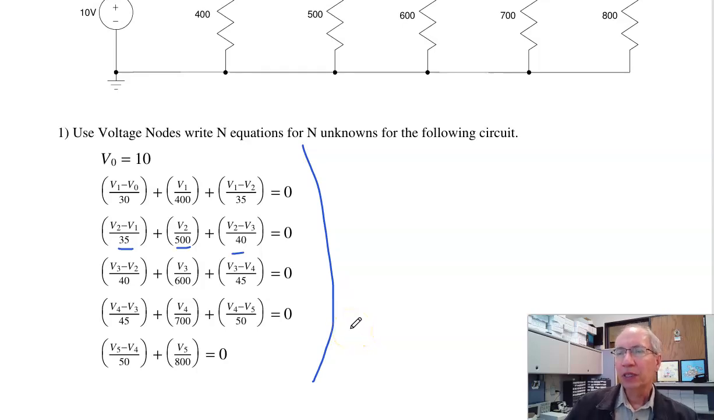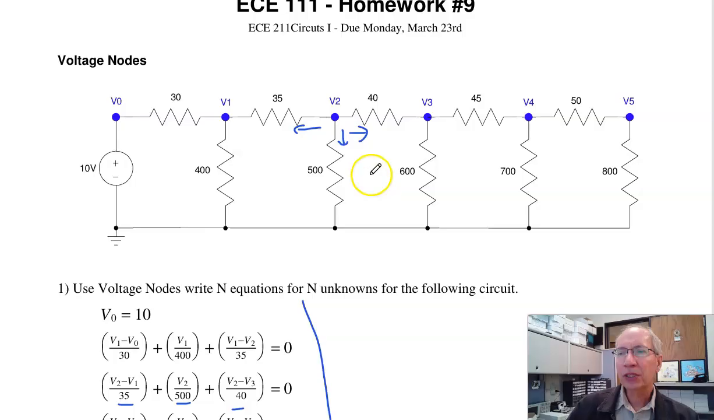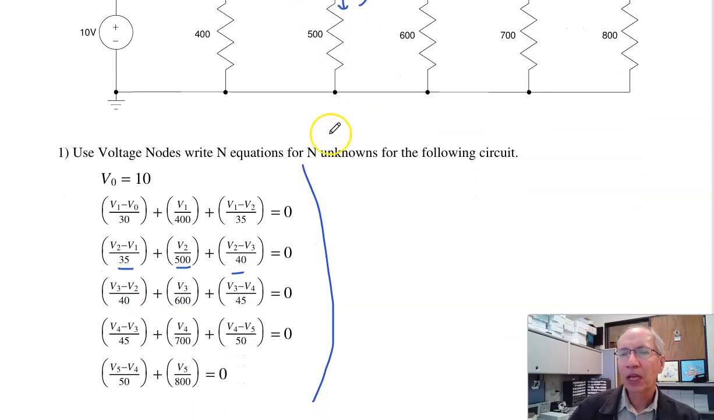And kind of a note, there's a couple ways you can do it. I personally like summing the currents from the node. If you do that, you get a pattern. At node 1, all the V1s are positive, everyone else is negative. At node 2, all the V2s are positive, everyone else is negative. Likewise at 3, 4, 5.